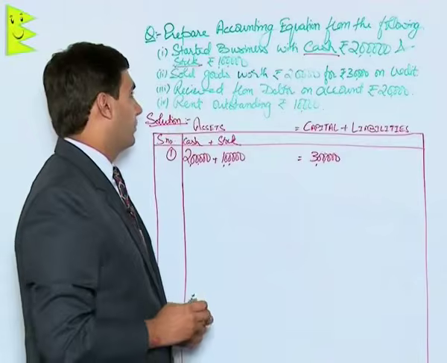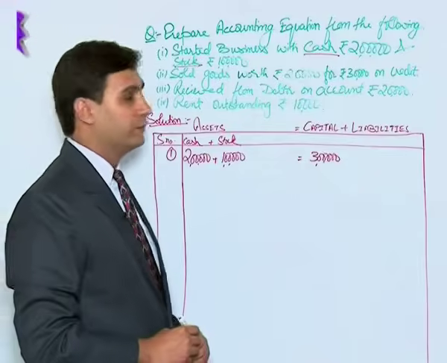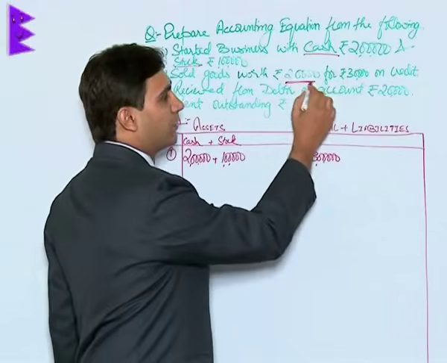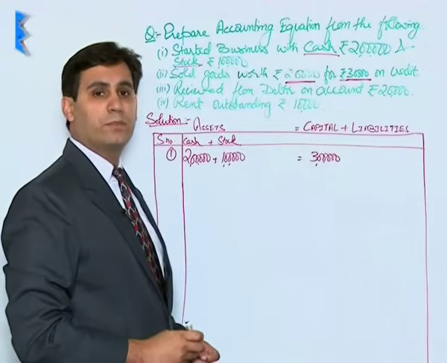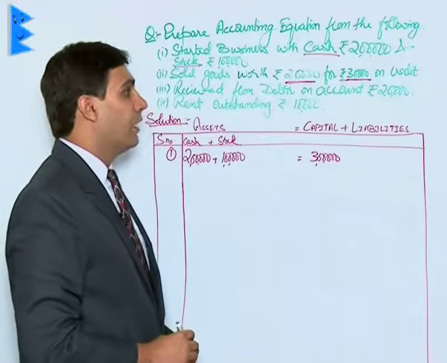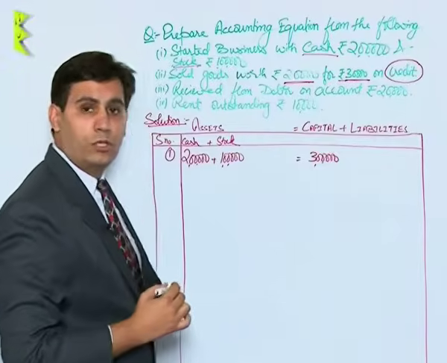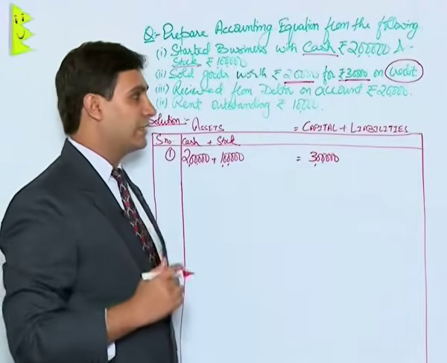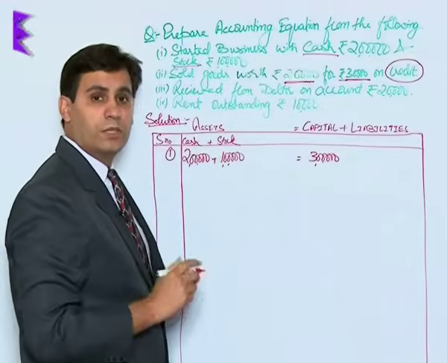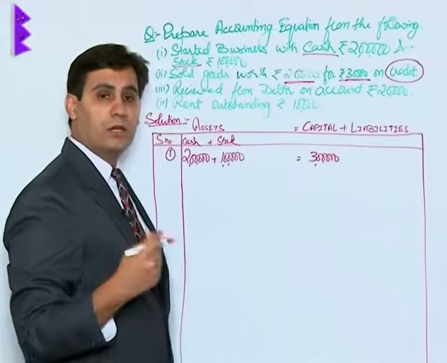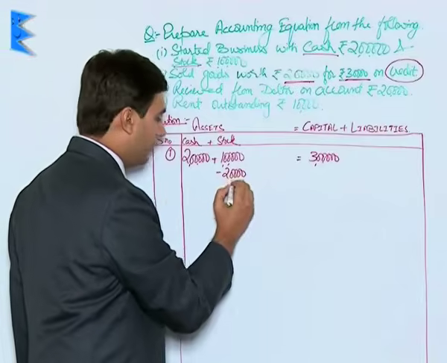Coming to the second transaction, sold goods worth rupees 20,000 for 30,000 on credit. Now students, here goods worth rupees 20,000 are being sold for rupees 30,000. That means there is a profit of rupees 10,000. And the second part to be considered here is that they are being sold on credit. So now let us understand how we will deal with this. First of all, goods worth rupees 20,000 are being sold. That means goods worth rupees 20,000 are going out of the business. So deduct 20,000 rupees from the stock that we were holding.